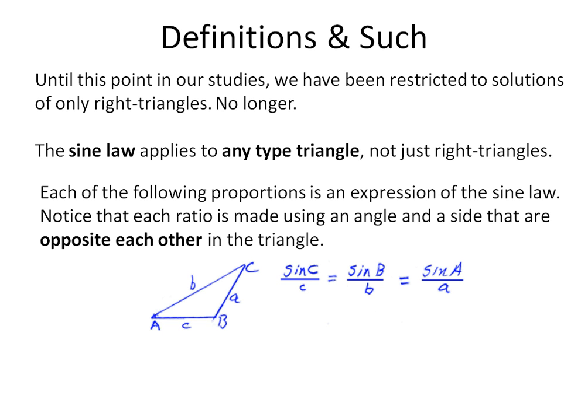Okay, so what the sine law says is that if you know the sine of angle C, and you divide that by the length of side C, that has to equal the ratio of sine B to the length of side B, which is also equal to the ratio of sine A divided by the length of side A.